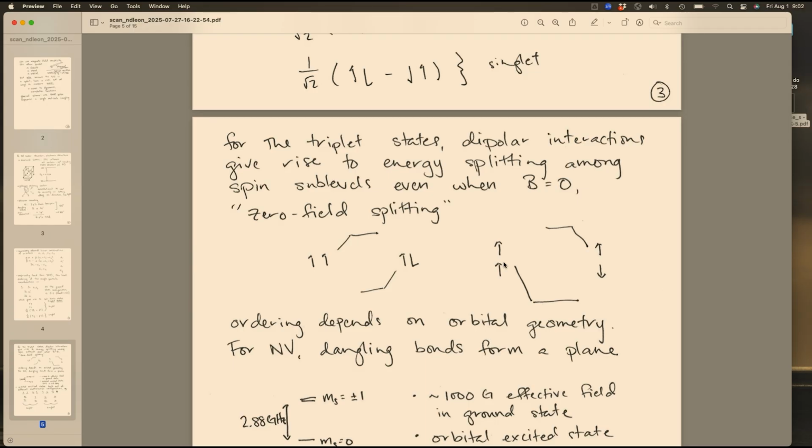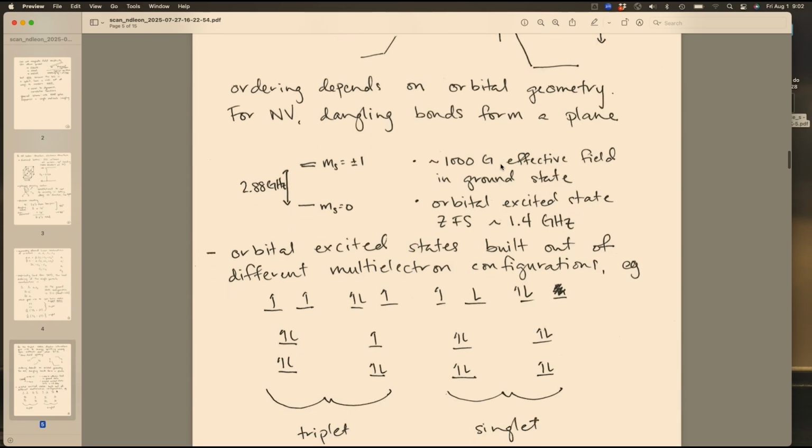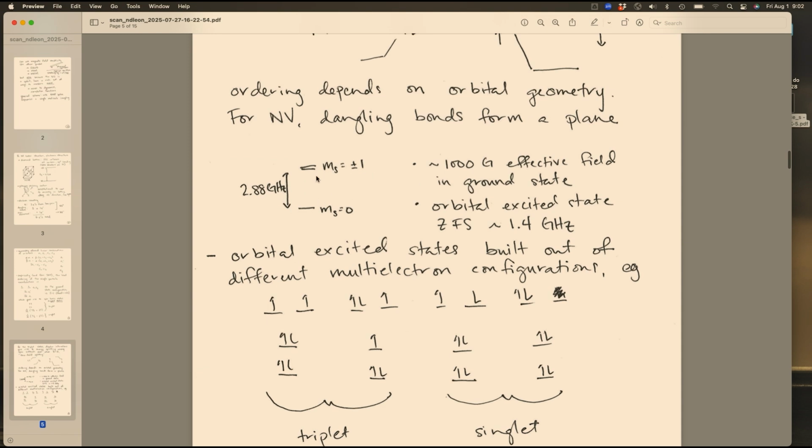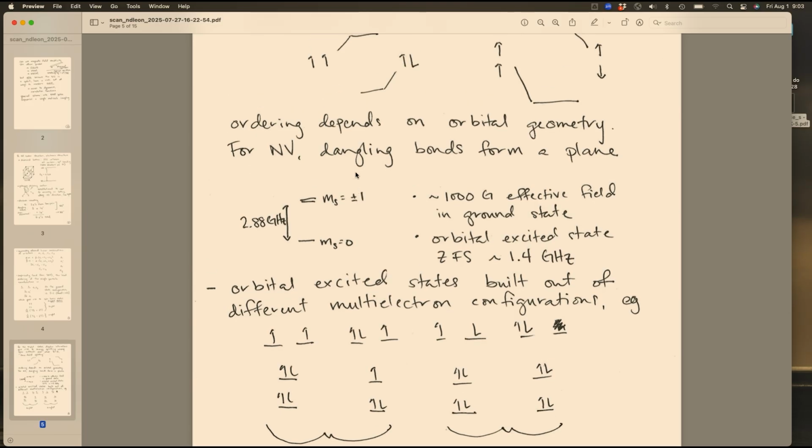Depending on how exactly these electrons are organized in space, you will get different magnitudes of this ordering. This is called a zero field splitting, which means that at 0 magnetic field, I already have a natural splitting between the states. For NV centers, this is at around 3 gigahertz, which is the equivalent of applying 1,000 Gauss effective field. So the dipolar interaction is actually very large. There's a similar zero field splitting in the orbital excited state, but it's about half the value.